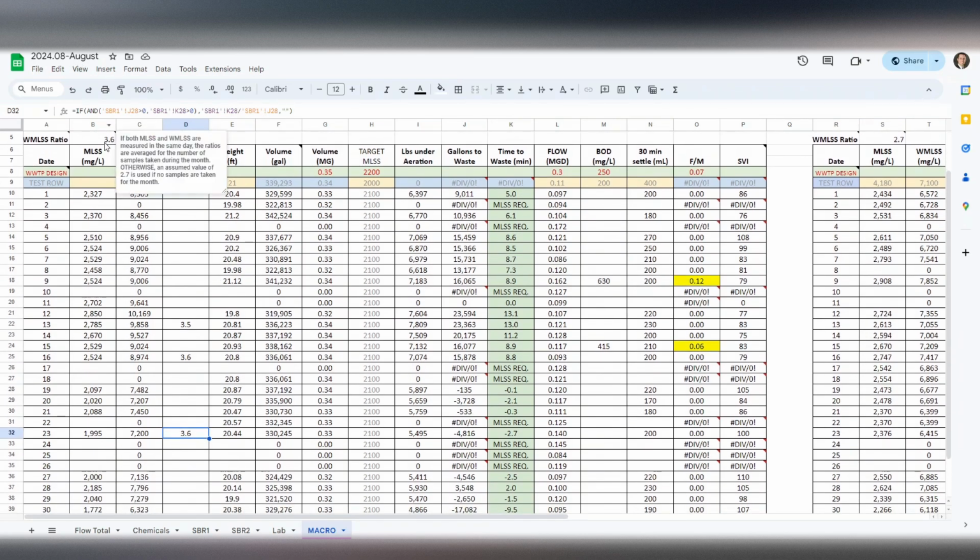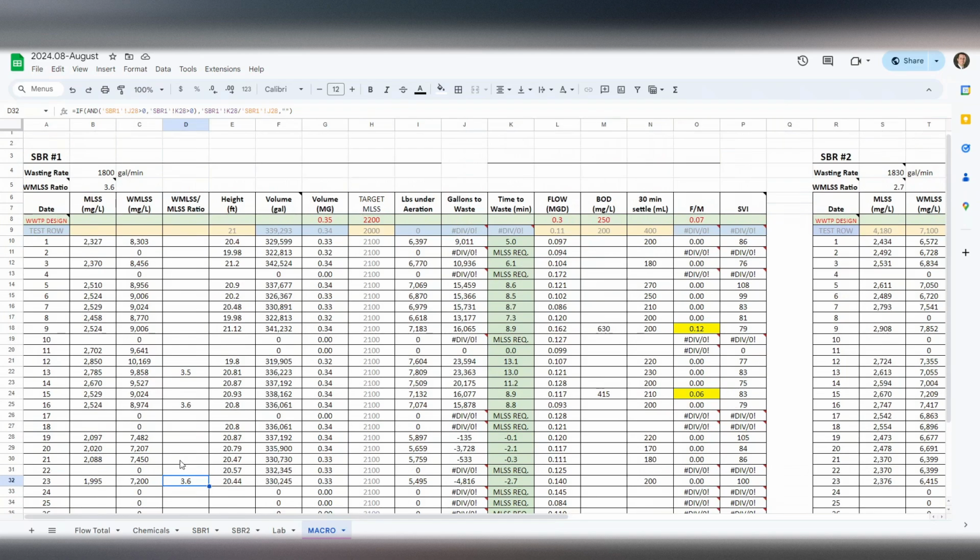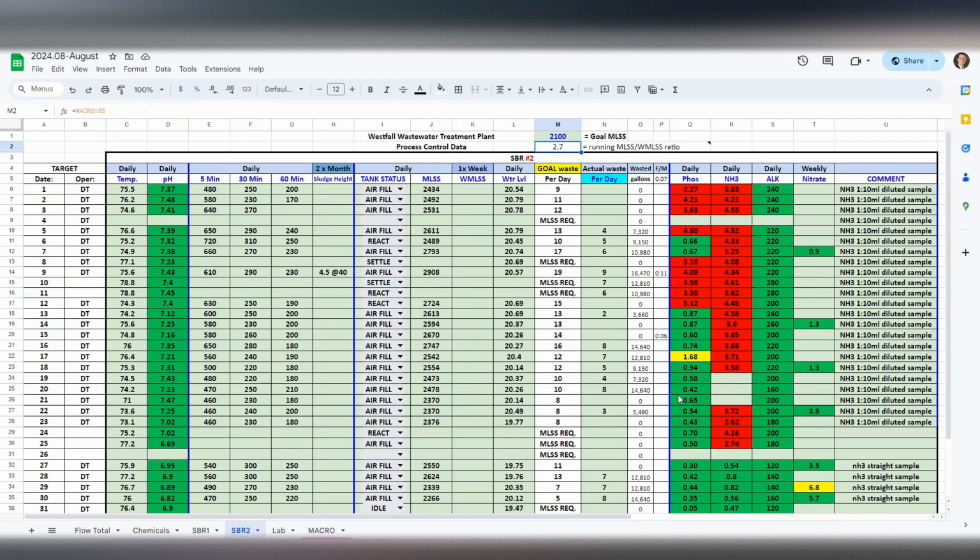So you can see right here, in this month, we were getting a higher concentration, which is good, in SBR number 1. They weren't getting it on SBR number 2. So really the waste mixed liquor ratio between the two is a 3.6, not a 2.7. So that was trending up. That's a good thing. It's a little thicker on the bottom of the tank. And then obviously it's going to reduce the target wasting time.